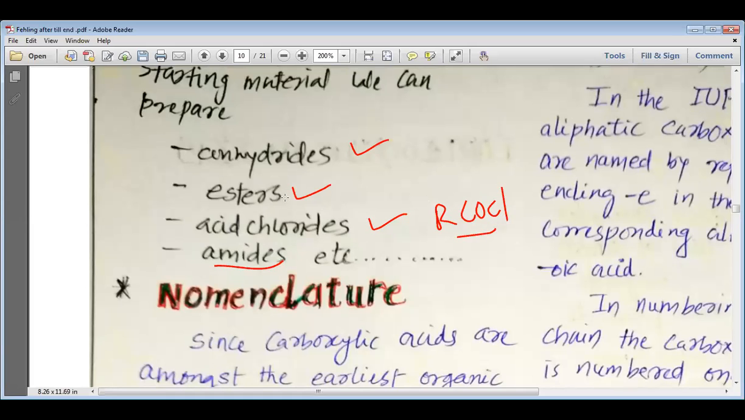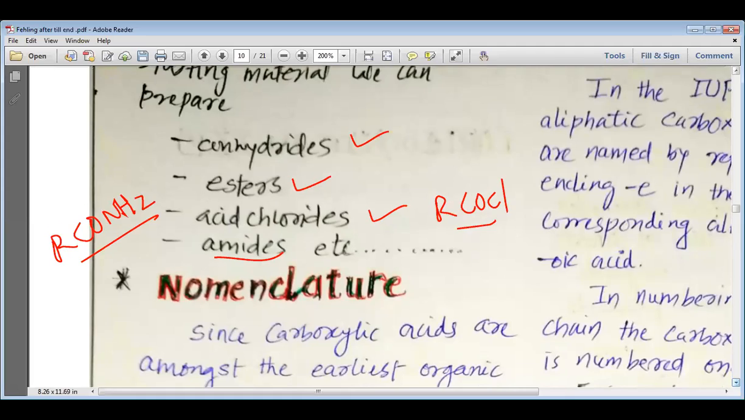We can even prepare the amides, which are RCONH2. So we can prepare the various amides, my dear students. So by using carboxylic acid as a starting material, we can prepare anhydrides, esters, acid chlorides, and amides easily, my dear students.